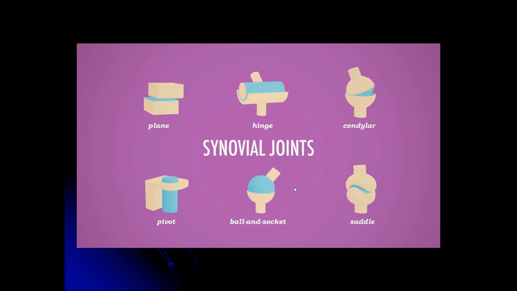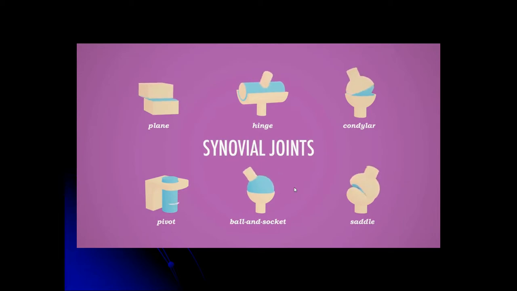So if you look at a plane joint, remember it's flat on flat, and the bones just slide around on each other. If it's a hinge joint, it's a cylinder and a trough, and we get this swinging back and forth kind of movement. If it's a condylar joint, remember we have an oval convex fitting into an oval concave. And you get movements in more than one direction. But one direction gives you larger movements than the other one does.